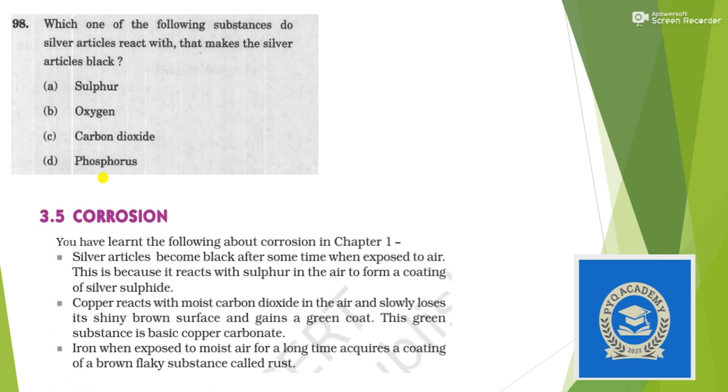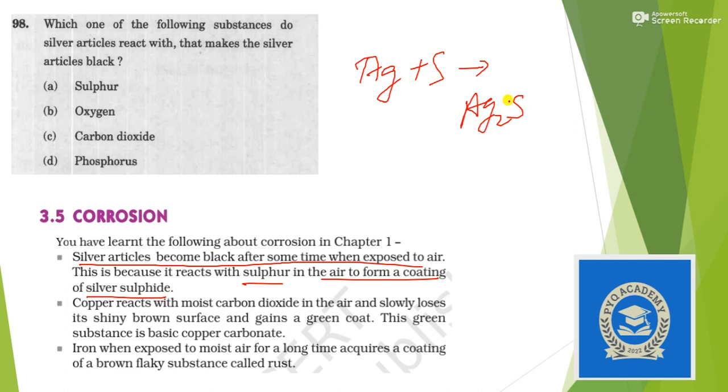Next question. Which of the following substances do silver articles react with that makes the silver articles black? Okay. So this is also directly from NCERT, in which you can see this. Silver articles become black after some time when exposed in air. This is because it reacts with sulfur in air to form a coating of silver sulfide. Okay, that means 2Ag plus S becomes Ag2S. So the question was asking about sulfur.